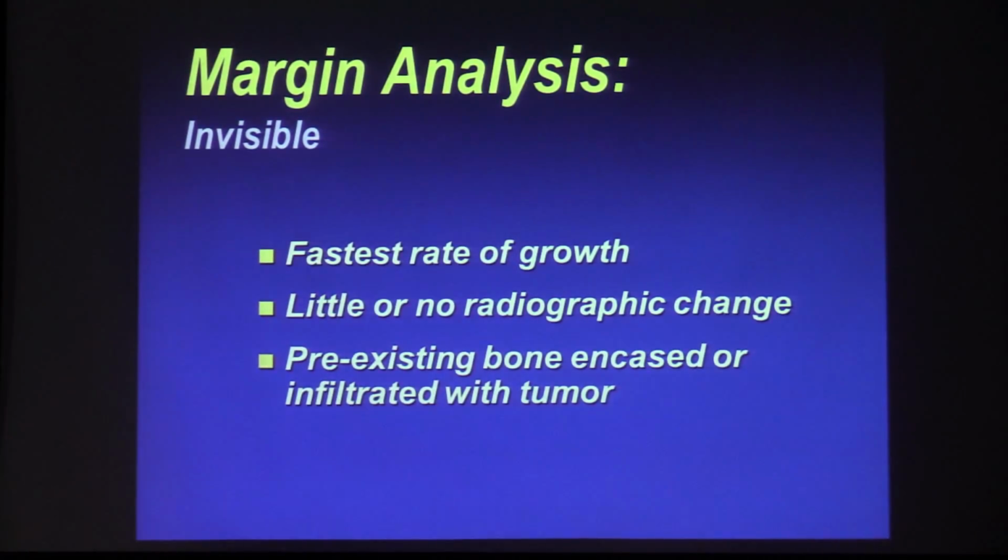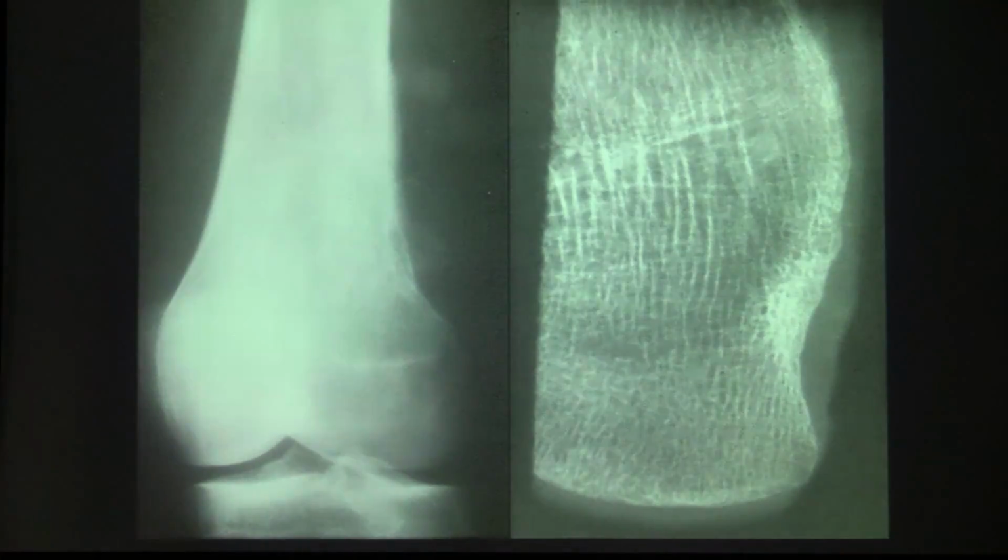Madewell also deserves credit for describing the invisible margin, the fastest rate of growth with little or no radiographic change, on the concept that the tumor is growing so rapidly, it encases the host trabeculae before they are destroyed. And here we can see this high-grade chondrosarcoma of bone. We look at the specimen, it looks really pretty much a normal trabecular pattern, but yet histologically it's completely infiltrated by tumor. Do we see this today?